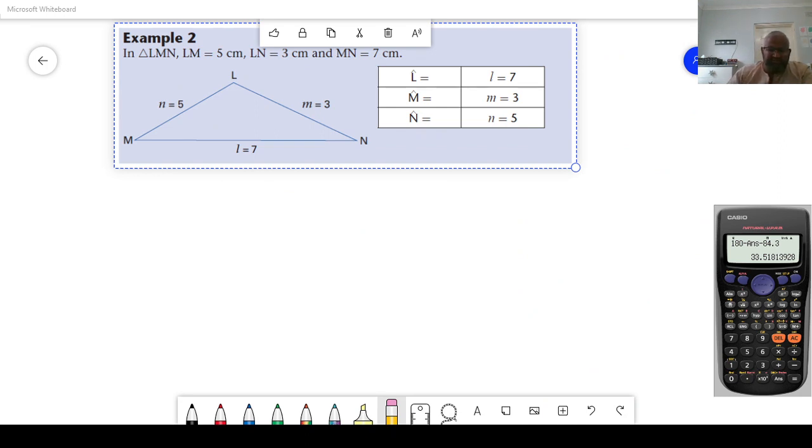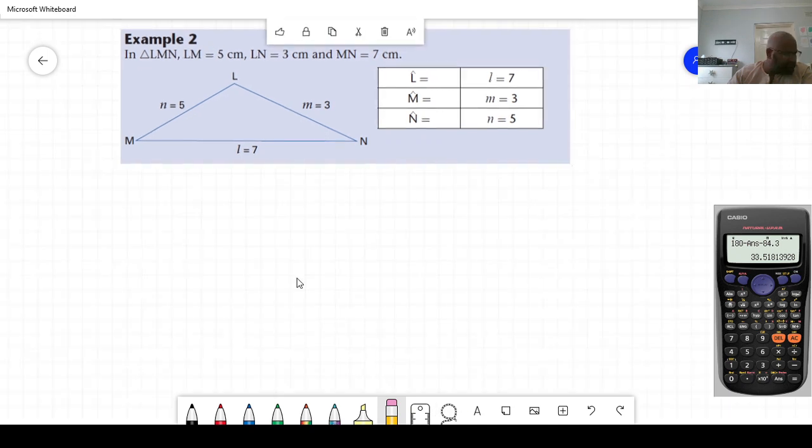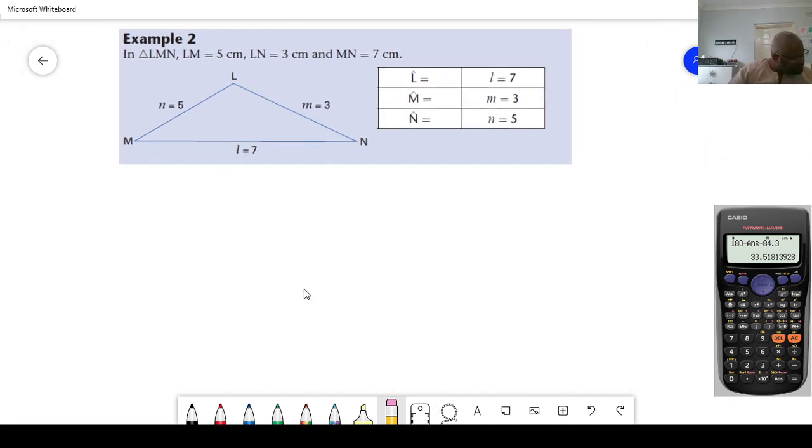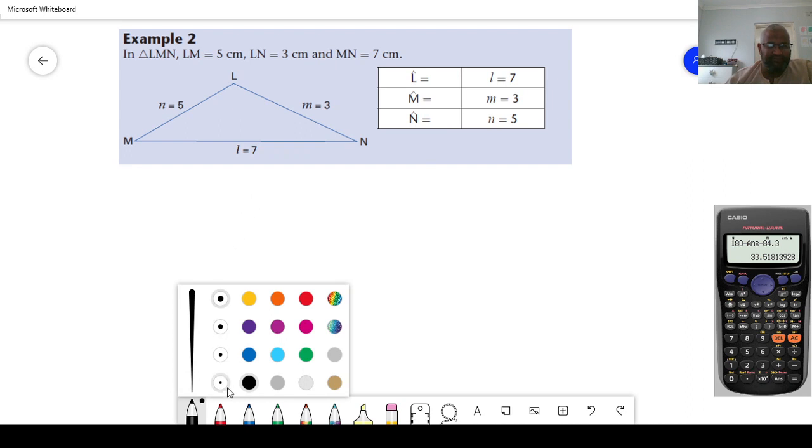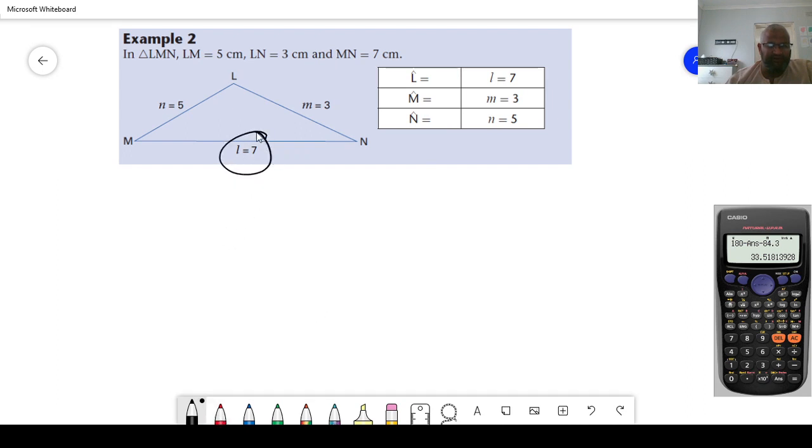Okay, for this question here, we are told that in triangle LMN, LM is given as 5, LN is 3, and lowercase l or MN is 7. The question says solve the triangle. So to solve the triangle, I must work out all the unknown angles. As you can see, all the sides are given. So as I indicated before, if we use the biggest angle, we will be able to see if it's obtuse or not. So we'll start there.